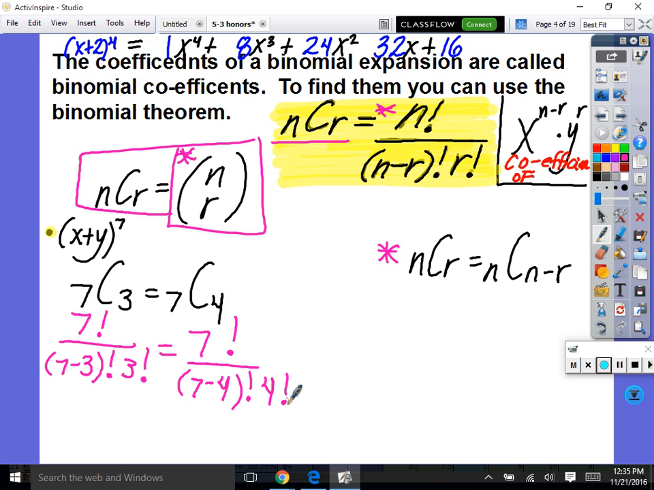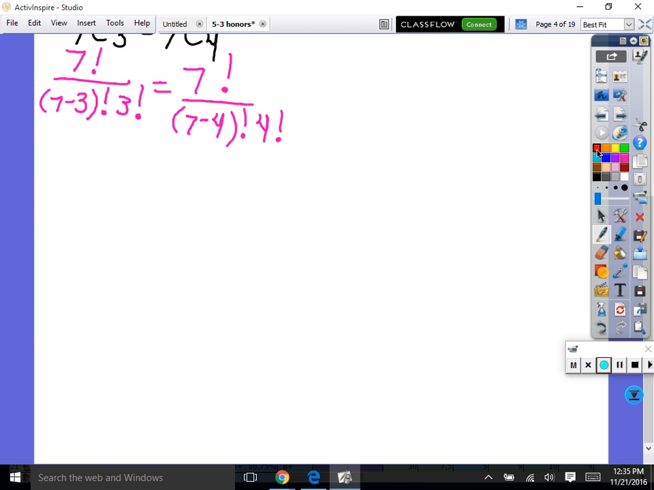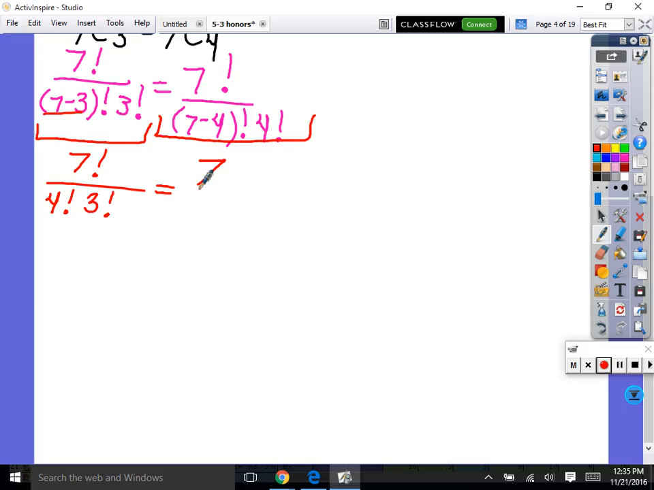I'm going to scroll up and give some people in the back some room to see. So this piece right here is really 7 factorial divided by, what's 7 minus 3? 4 factorial times 3 factorial. Now over here on this side, that's 7 factorial divided by 3 factorial for this piece times 4 factorial. Now look, mathematically, isn't that the exact same thing? That's why they're equal. So let's simplify this side, and then we'll talk.